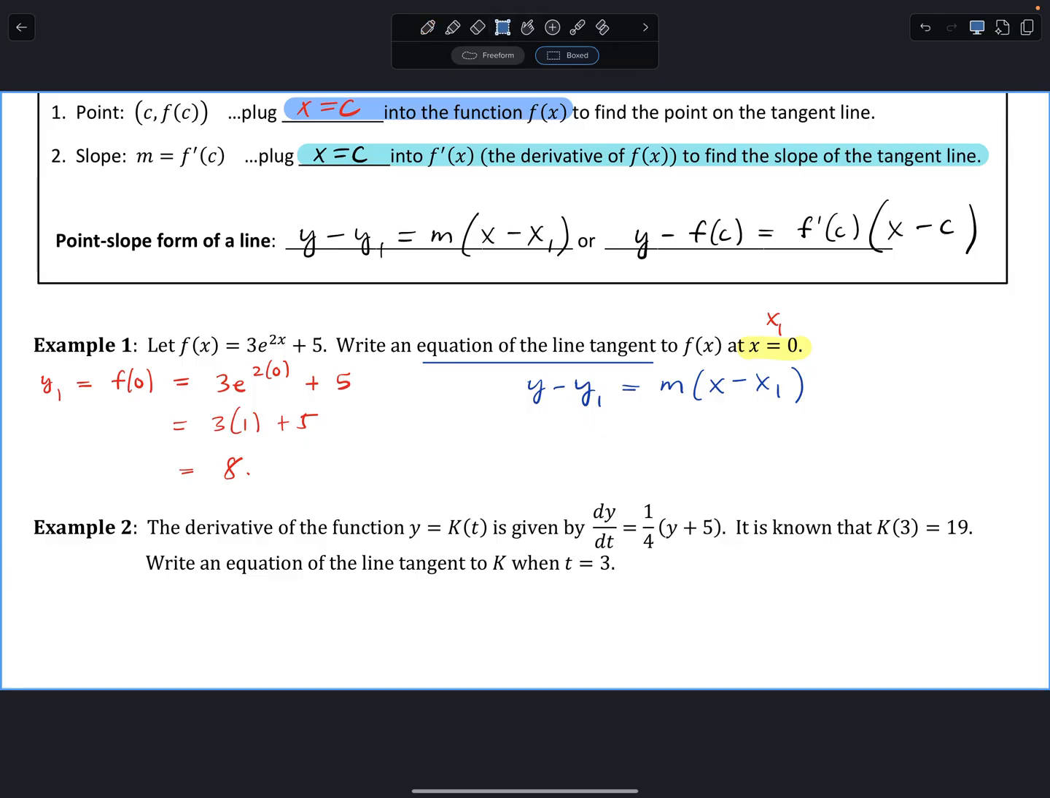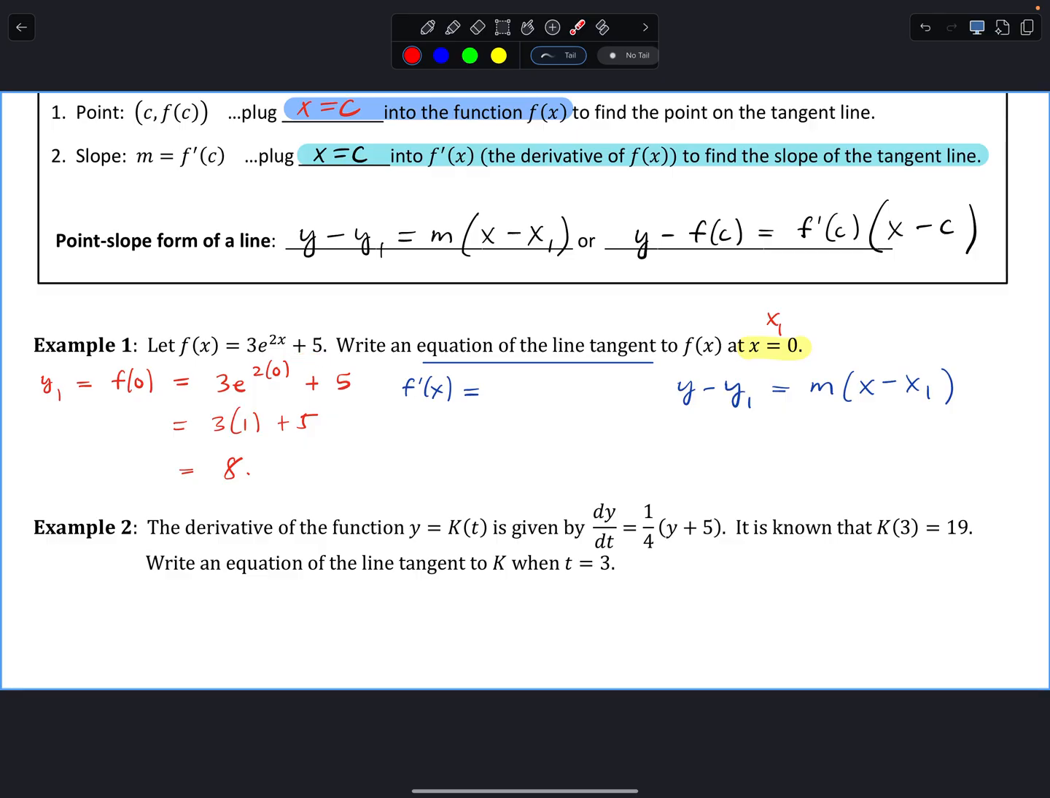Now to find the slope, I need to take the derivative of my function. Okay? I need to be careful though, because it's 3e to the 2x, so I need to use the chain rule. So f prime of x is going to be, well, this plus 5. What's the derivative of 5? Just 0, right?